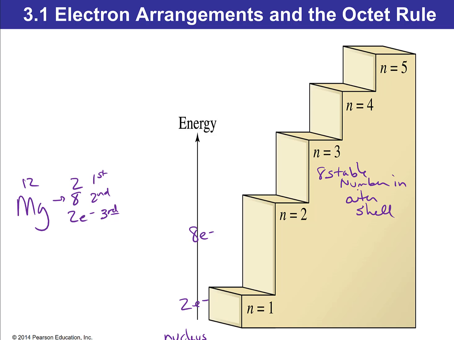It's the outer one that is not 8, the outer one that is reactive. They call that the valence electrons. So the term valence just means outer. Sometimes they just call that the valence number.